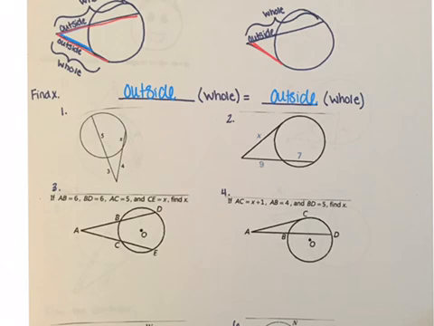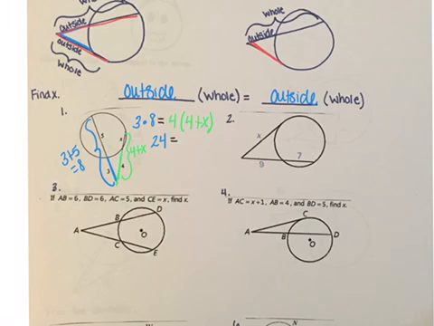In example 1, we're going to look at the first secant. So our outside piece is 3, and our entire piece is 3 plus 5, which is 8. So outside is 3, the whole line is 8. And then we're going to set it equal to the other secant. Outside this one is 4, and the entire thing is 4 plus x, which we're going to put in parentheses. So 3 times 8 is 24.